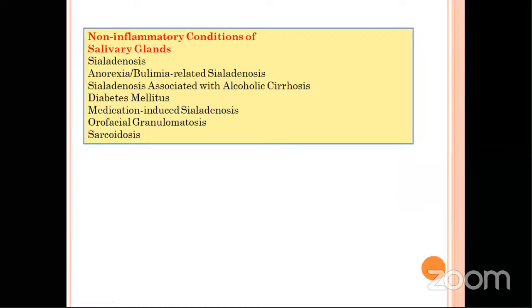So these are all non-inflammatory conditions associated with enlargement of salivary glands. Sialadenosis, anorexia or bulimia, the eating disorders. The patient will have more urge to eat, and then they'll vomit, and due to that effect there will be enlargement of the salivary glands. Chronic alcohol patients will also have this kind of enlargement. And diabetes mellitus, certain medications, and certain disorders like granulomatous disorders also cause non-inflammatory enlargement of the salivary glands.